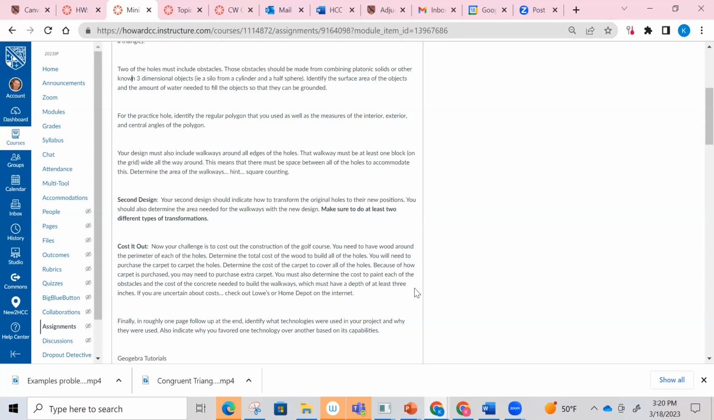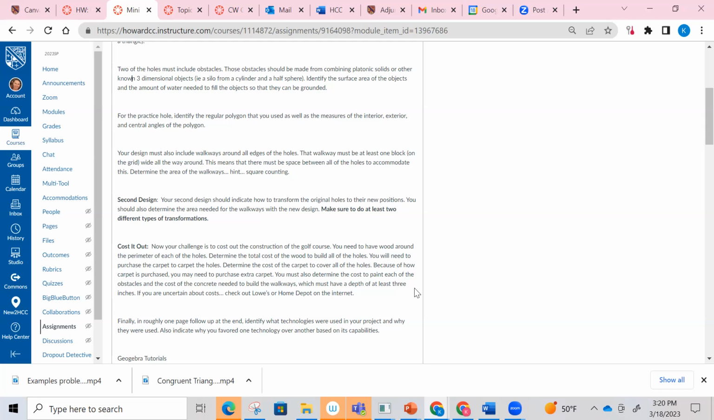You need to do at least 2 different types of transformations. So you can't do, I'm reflecting all of these across the y-axis. That doesn't work. You need to do some reflections, some translations, or some reflections, some rotations. You need to pick at least 2 different types of transformations.